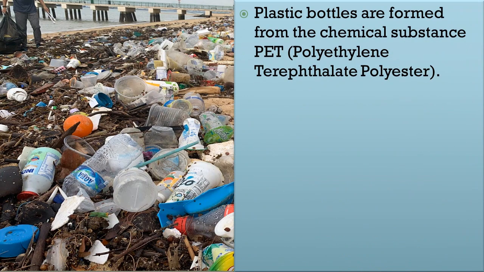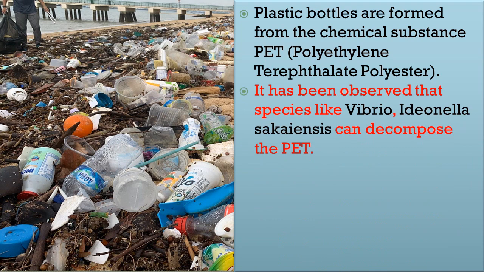Alright, so plastic bottles are formed from the chemical substance PET, and PET means polyethylene terephthalate polyester. Nowadays, most of the urban garbage consists of these plastic bottles, and it has been observed that species like Vibrio and Ideonella sakaiensis can decompose PET. That means by using these bacteria which I have just mentioned, the PET which is there in plastic bottles can be easily decomposed.